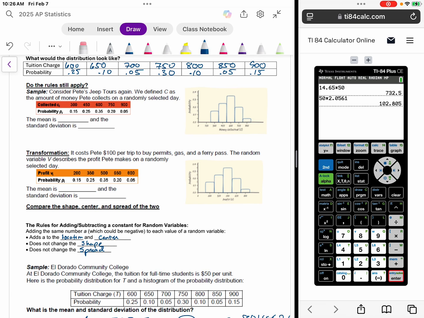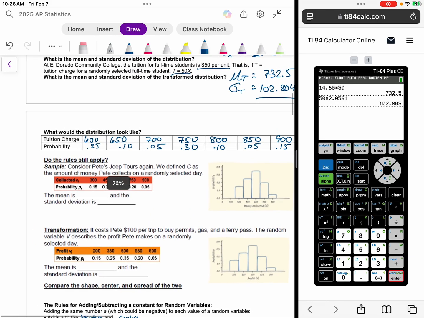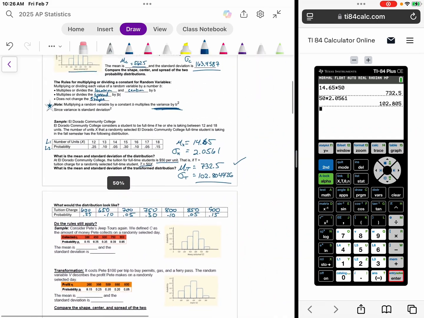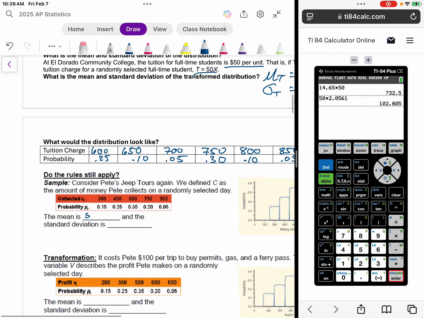Now as they ask us, consider the cost of Pete's stuff, which reflects the random variable. Again, we already talked about what Pete's collection would be. We said the mean was, was it 562.5?